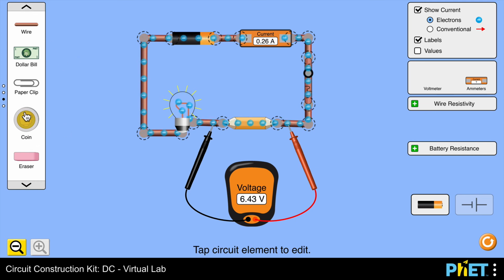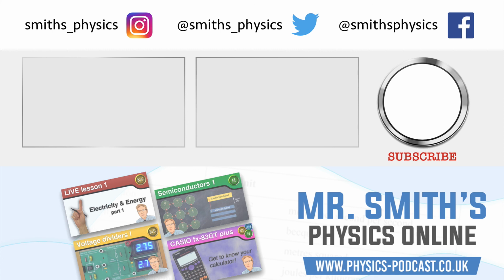But yeah, you can try out some of these other materials, see if they conduct or not, see if they're conductors or insulators.